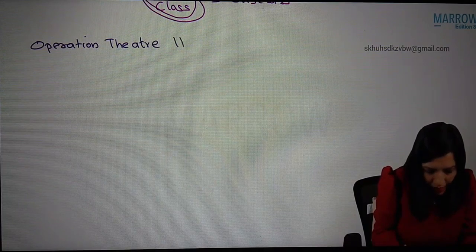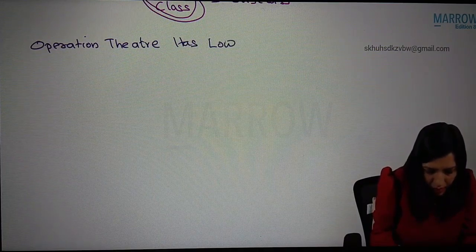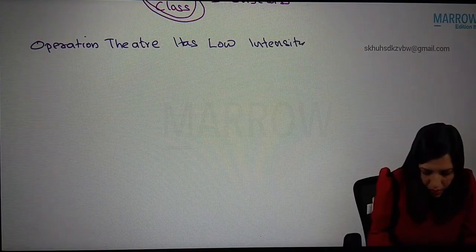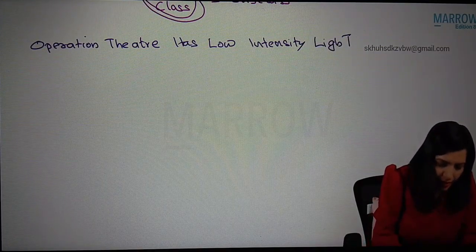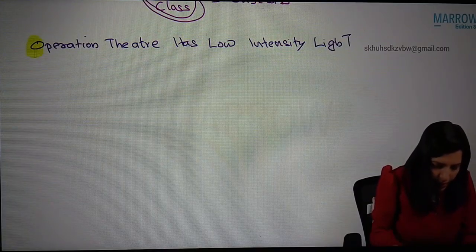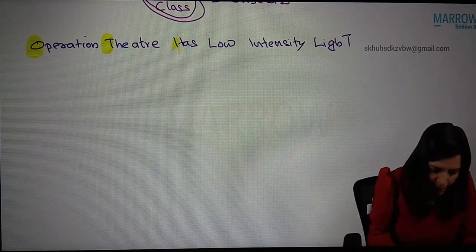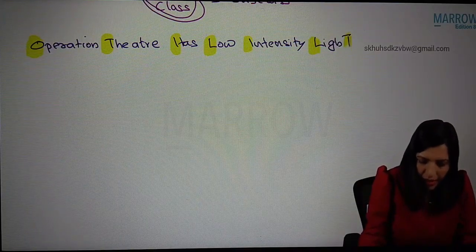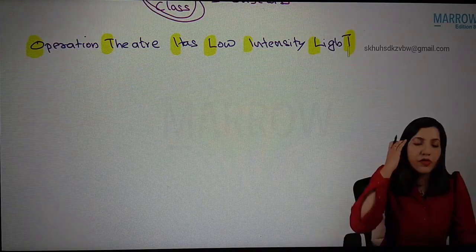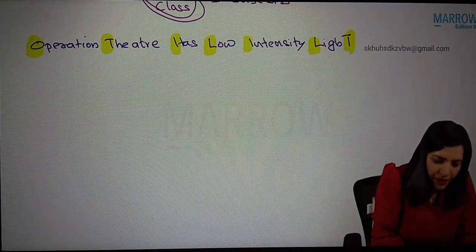So to learn the classes of enzyme, I will give a simple mnemonic for you. Operation, theater, has, low, intensity. This T I am writing capital. Okay. So O is one class, T is standing for another, H is standing for another, L, I, L and T. So these are the first alphabets of every class.